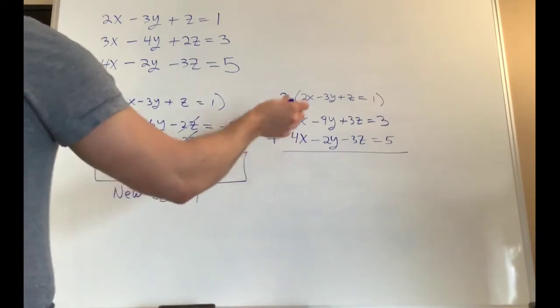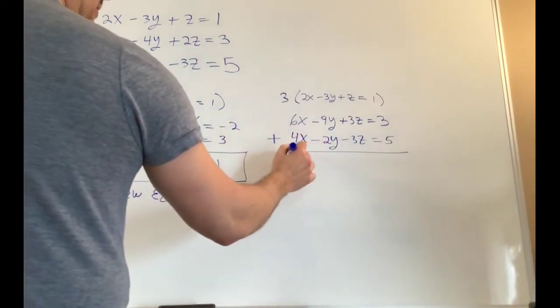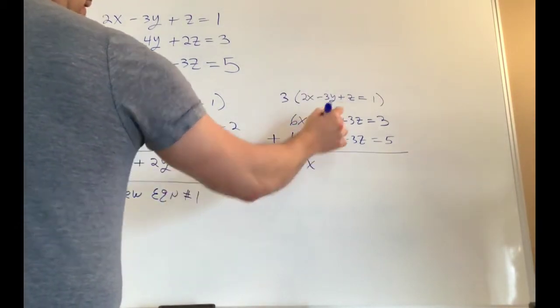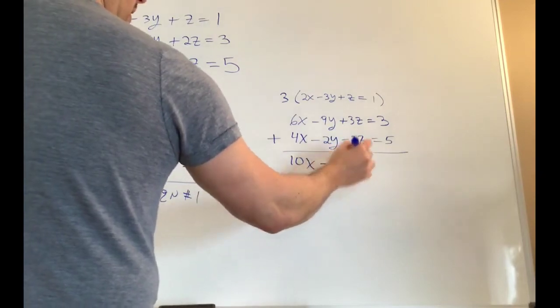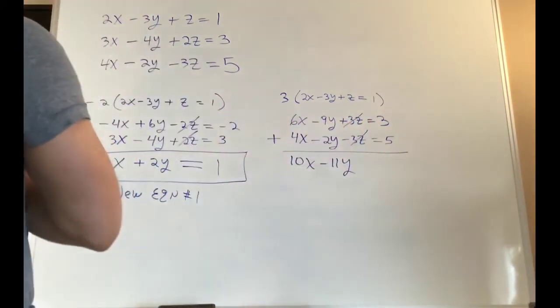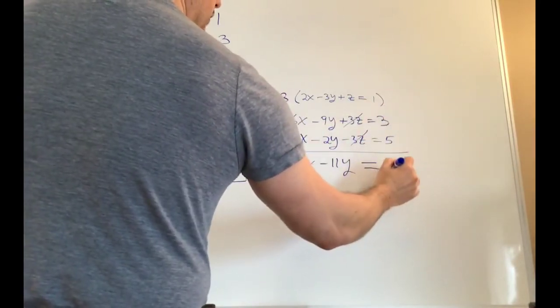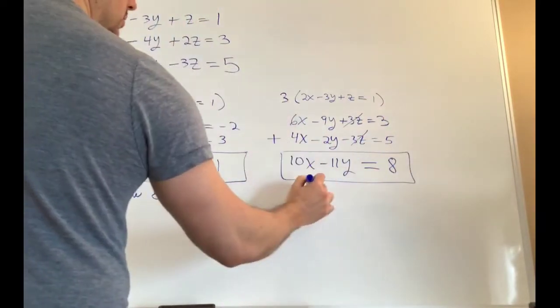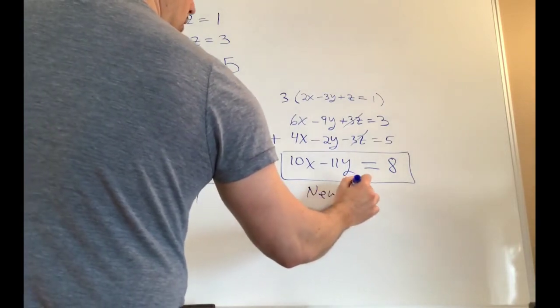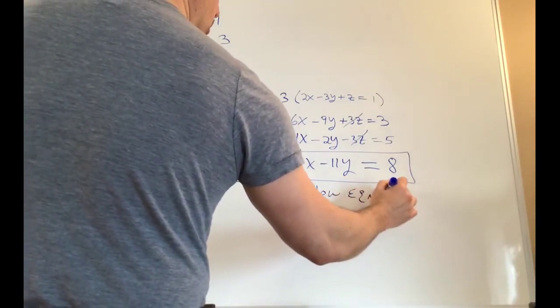Now I'm going to add them together. This gives me 10x. That gives me negative 11y. These cross out. That gives me a bigger equal sign. 5 and 3 make 8. What did you just do? You just did new equation number 2.